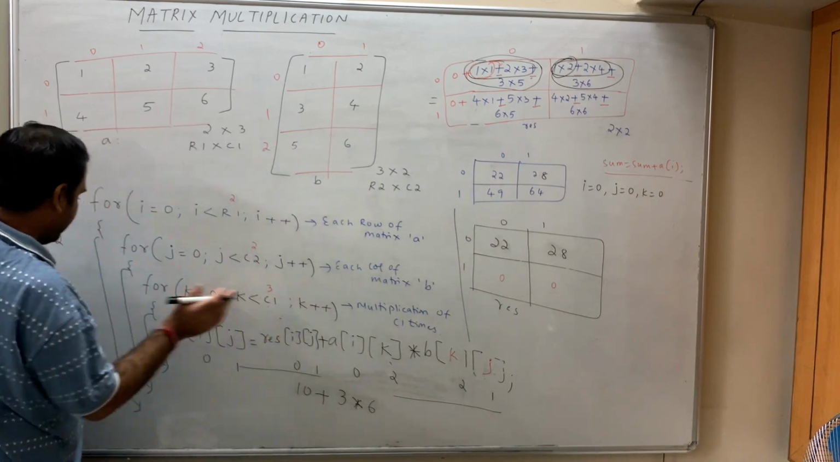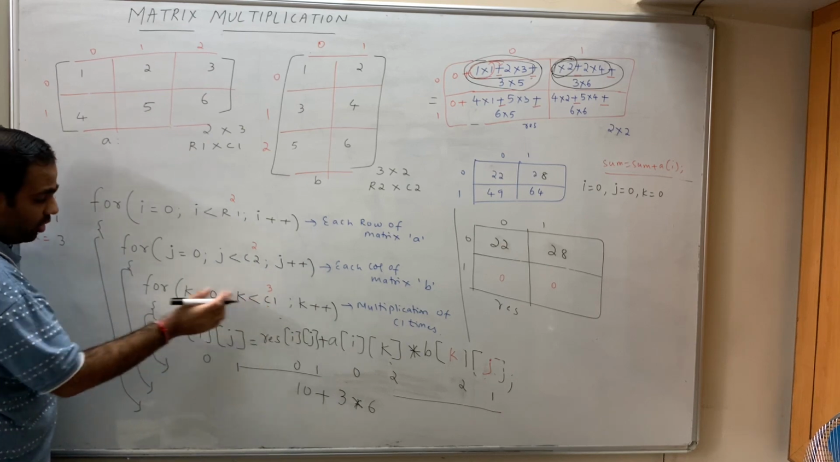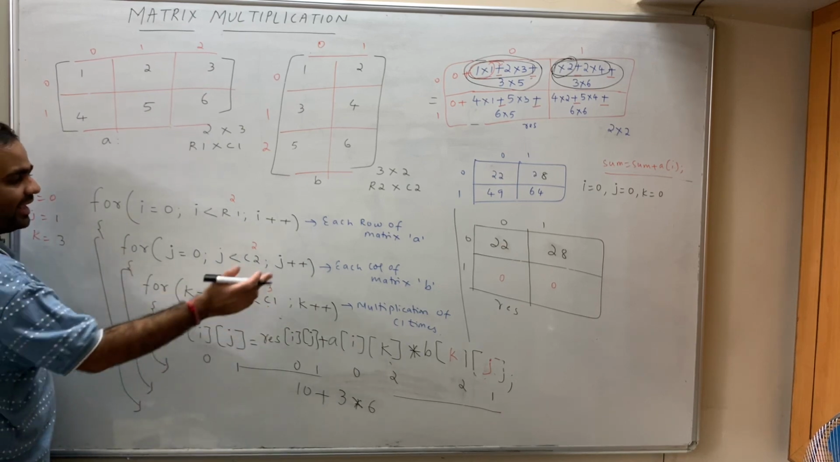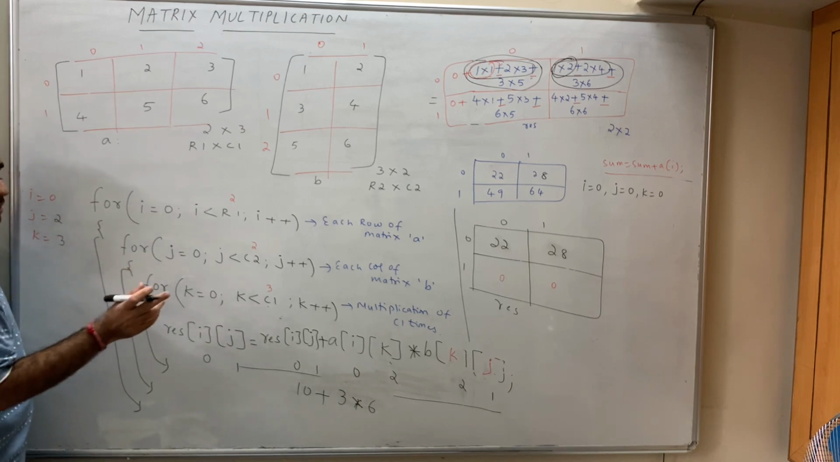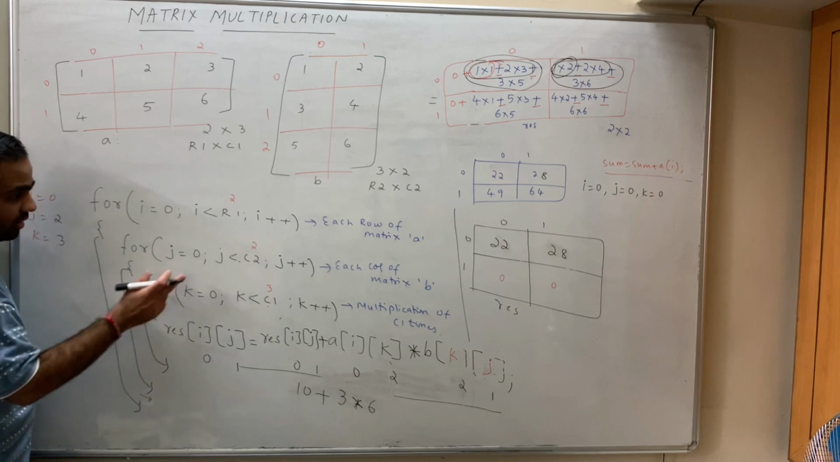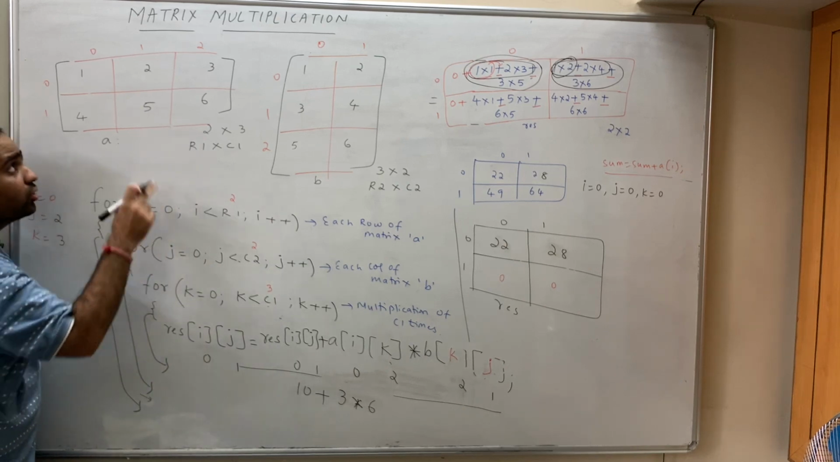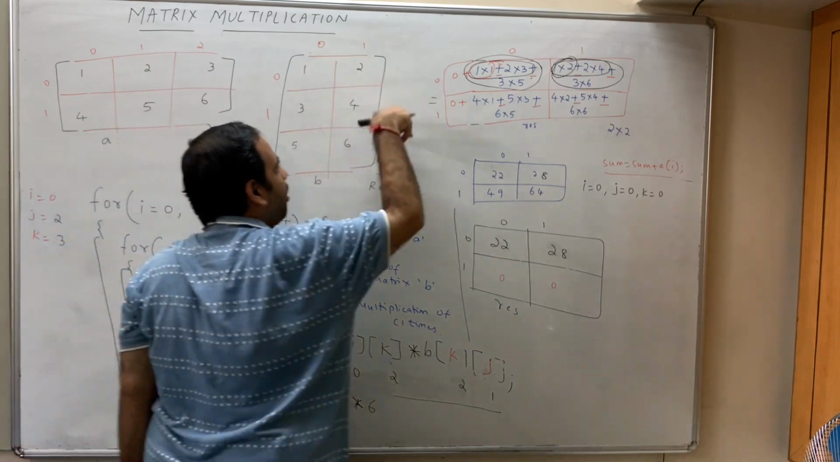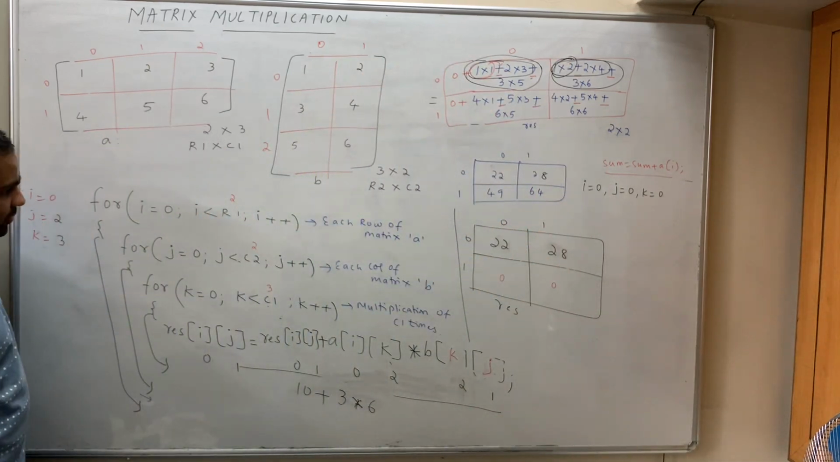Now again you say k plus plus. The value of k becomes 3. 3 less than 3 is false. You come out of this loop. Again you say j plus plus. The value of j will become 2. That means 2 less than 2 is false. You come out. Now when you come out of this loop, what does it mean? The zeroth row is multiplied with all the columns of matrix B.